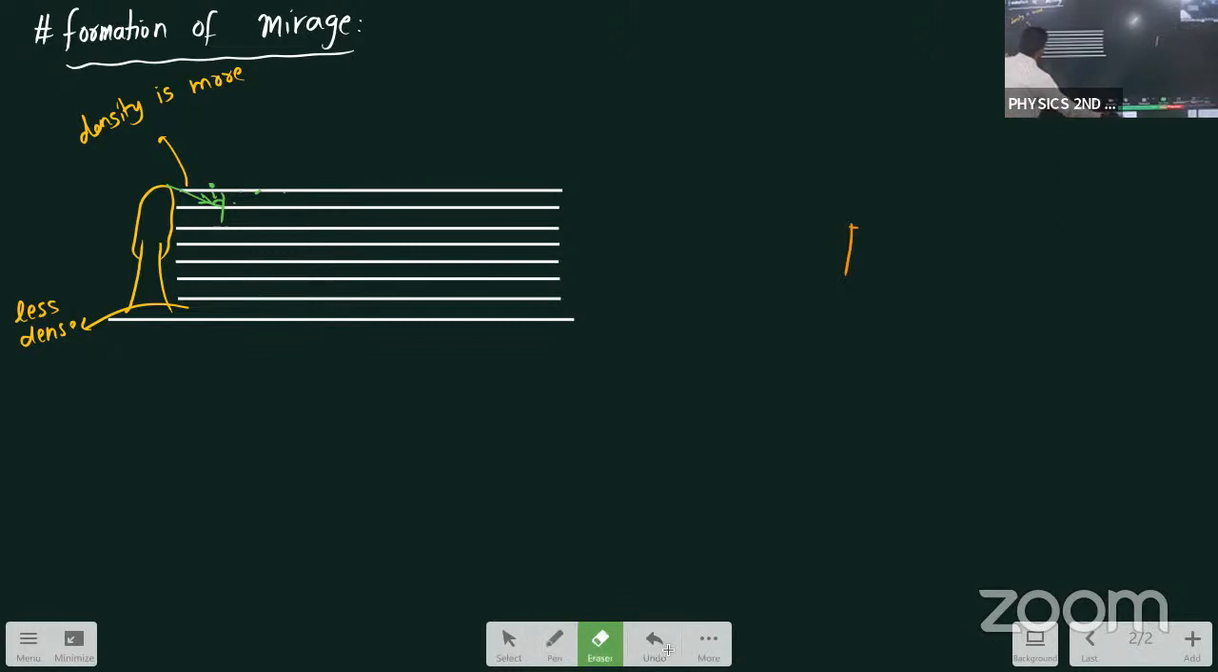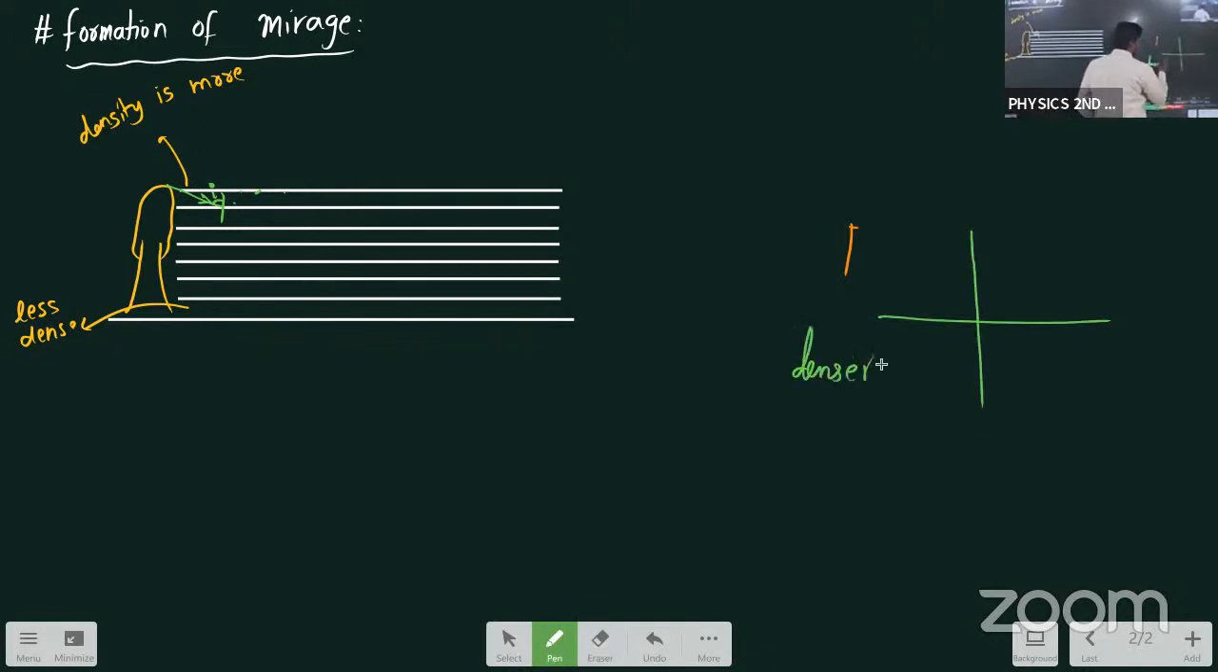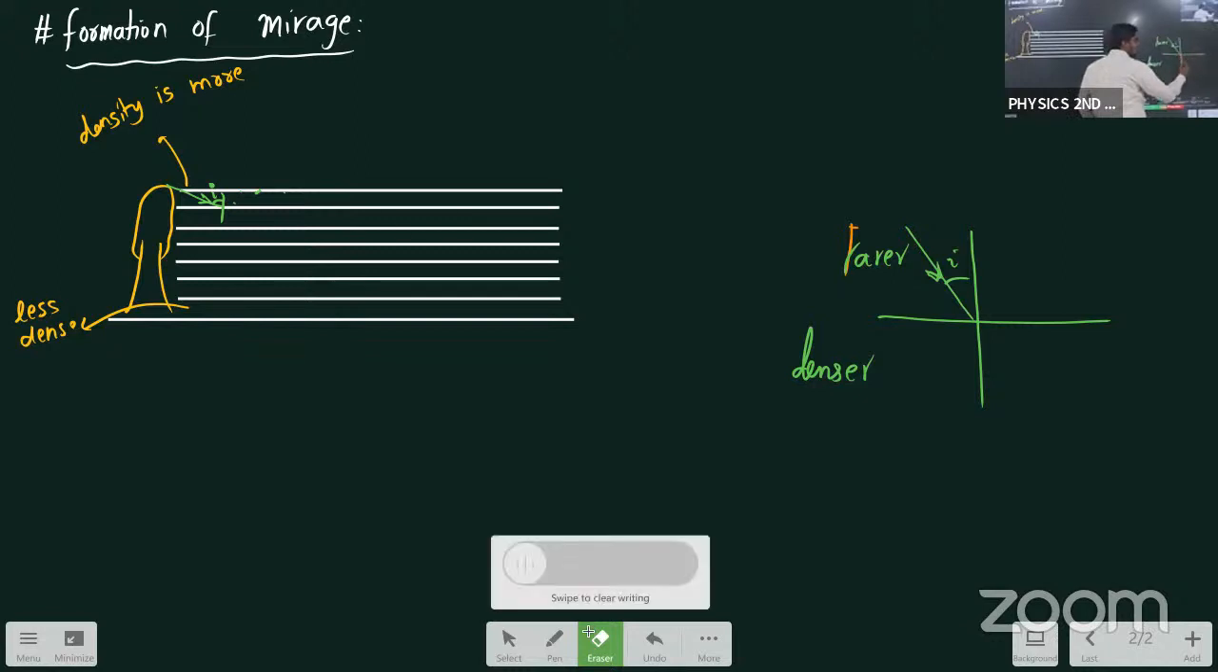So I hope everyone knows that whenever a light ray is going from denser medium to rarer medium, whether it will move away from the normal or towards the normal, it will move away from the normal. See here, we have two regions. This is the denser region. This is the rarer region. If I take a light ray going from rarer medium to denser medium, will it move towards the normal or away from the normal? It will move towards the normal.